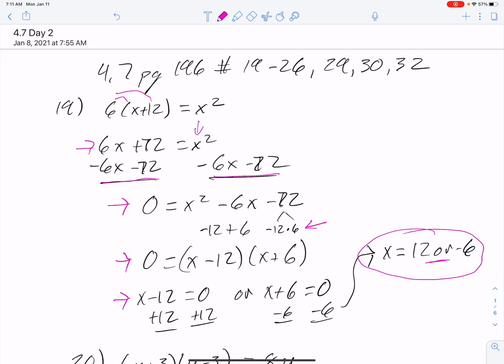Again, don't forget to write or. Whether you write it as x equals 12 or x equals negative 6 is up to you, but make sure you include the word or.